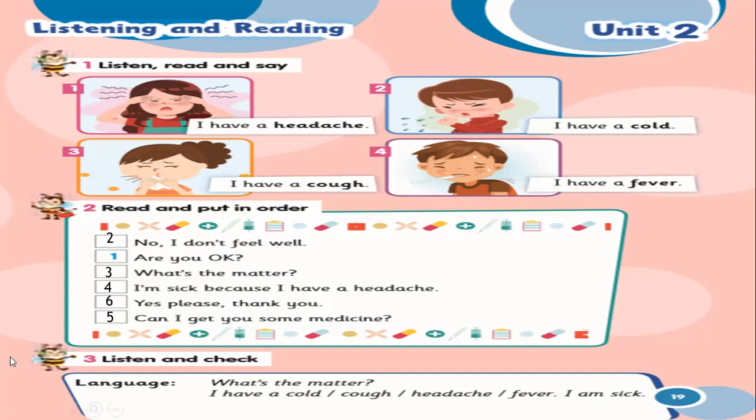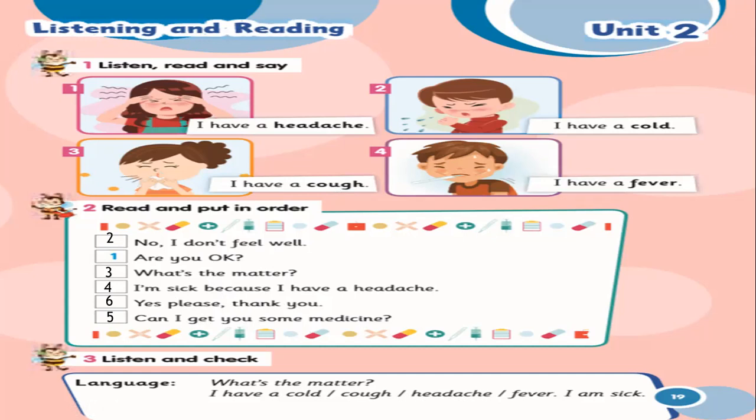Now I'm going to read it for you, students. That's it for today. Number 1. Are you okay? No, I don't feel well. What is the matter? I am sick because I have a headache. Can I get you some medicine? Yes, please. Thank you. Medicine, students, means the pills and the injections that you take when you are sick.